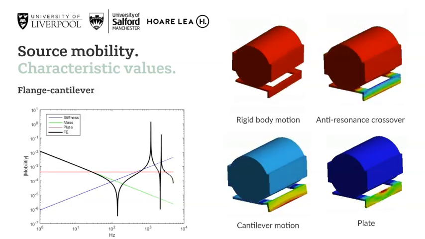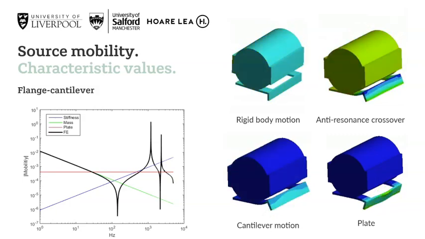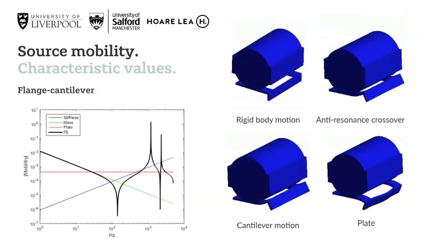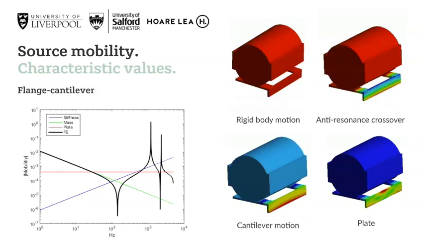Finally, we see a series of sharp peaks around 1 kHz and above. These are the results of modes in the plate element of the flange. In the corresponding animation, we see most of the activity is constrained to this plate, and the pump itself remains, in vibration terms, fairly quiet.